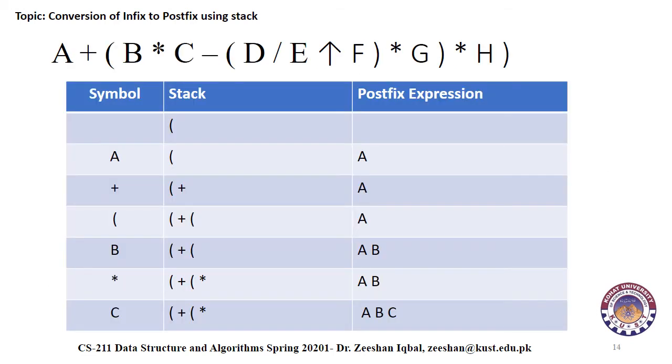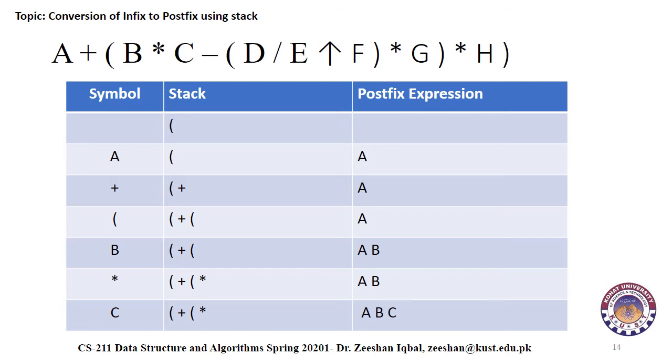Here we will create a table with 3 columns: symbol, stack and postfix expression. Now we will scan the expression. As we can see, the first symbol is A, which is an operand. We will put the A in the postfix expression directly.